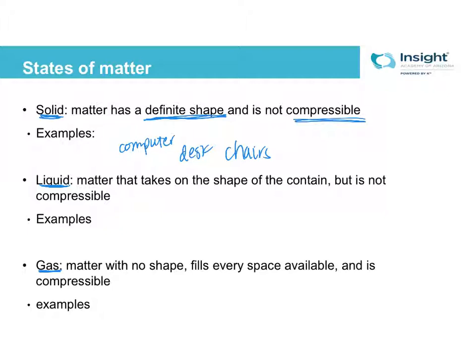Liquids, however, their shape is not definite. They can change shape, but they are going to take on the shape of whatever container they're in. All right, so it takes on the shape of the container, but again, not compressible. And we'll talk about what compressible means in a second. But what are some liquids that you know of? One that usually pops up early on: water, soda, juice. All sorts of different liquid flowing type things. Might say mercury.